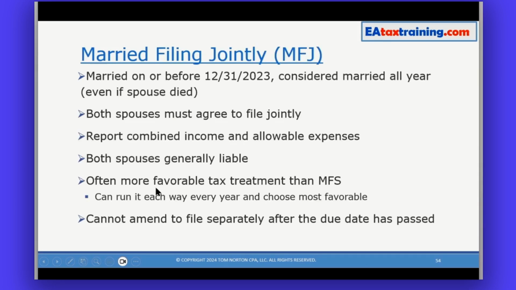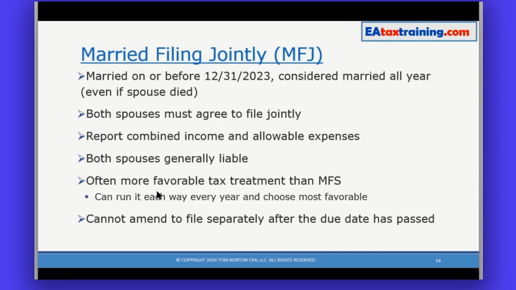The next filing status, married filing jointly. So again, if they were married on or before December 31st, 2023, they're considered married all year. Again, even if their spouse died during the year, they're considered married all year. To file jointly, both spouses must agree. So if one spouse says, no, I don't want to, then both spouses have to file married filing separately. Obviously, they report their combined income if they're filing jointly, and all allowable expenses. They're considered one taxpayer, even though they're two individual people.